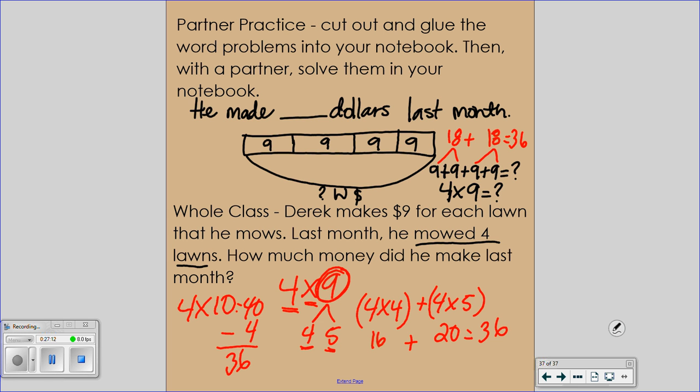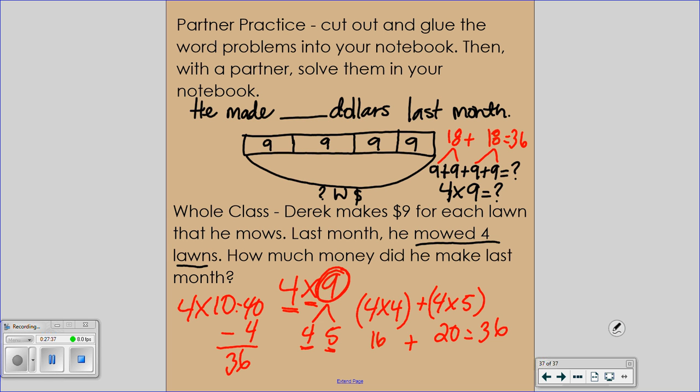I don't care which strategy you like, but find one that makes your brain happy and go with it. If you are a skip counter and that's your jam, go to town. If you are like Georgiana and I and you like to break up a number into easier factors, go for it. If you have other tricks that your brain likes, go for it.